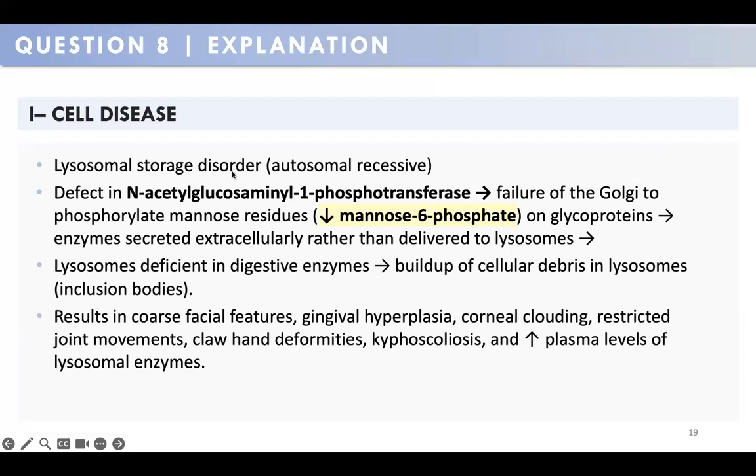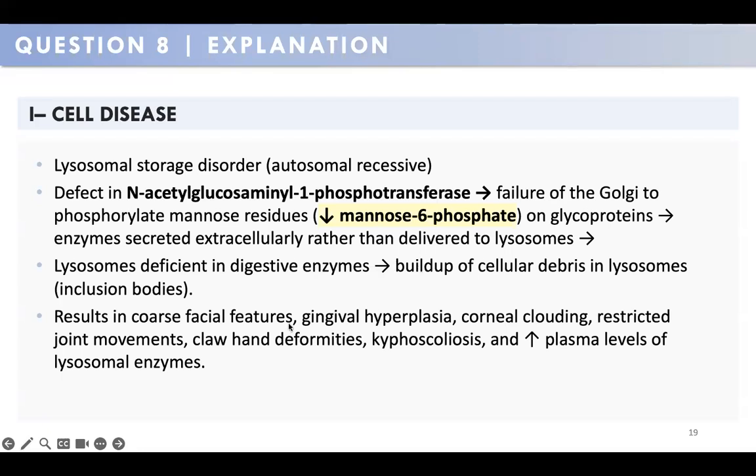It is autosomal recessive. The enzyme which is defective is the glucosamine 1-phosphotransferase. This will cause the failure of Golgi to phosphorylate the mannose residues. So with decreased mannose 6-phosphate, these enzymes that should go into the lysosomes will end up being secreted extracellularly rather than delivered to the lysosomes. So the lysosomes deficient in digestive enzymes will cause the buildup of cellular debris, which can appear as inclusion bodies.